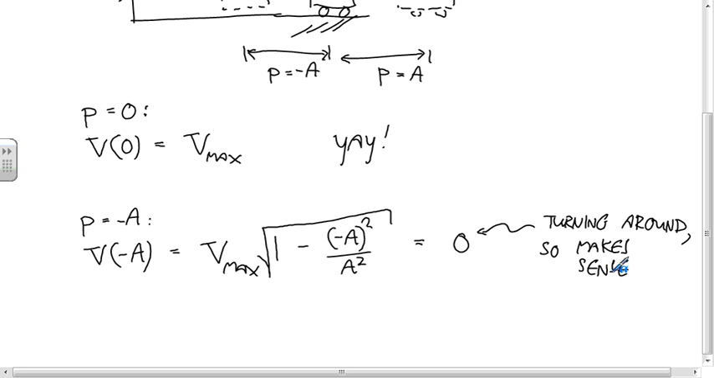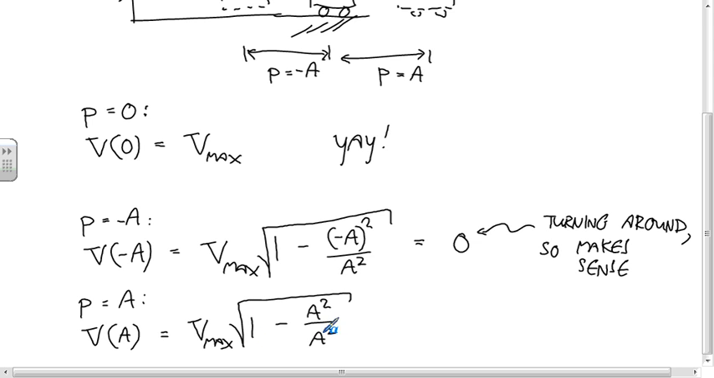Okay? And then the last one, when P is equal to positive A, then you have V max. It comes out to be 0 for essentially the same reason. You just have 1 minus A squared over A squared. A squared over A squared is 1. 1 minus 1 is 0. And this gives 0. So that makes sense. So this formula makes sense for the 3 points that matter the most to us. The infinitely many other points we're just going to have to trust.